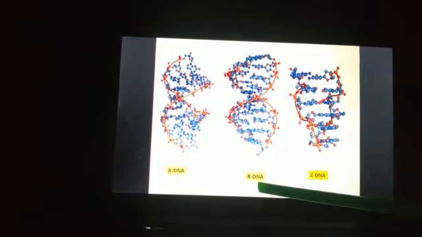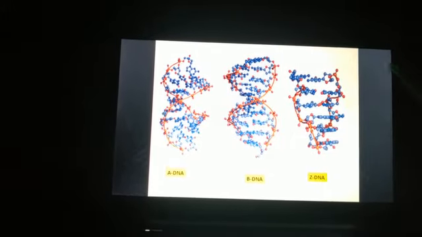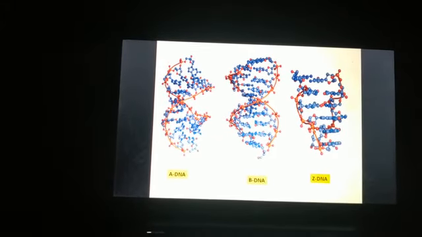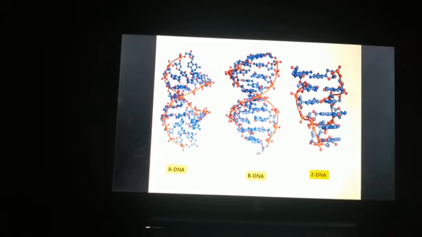A and B will be right-handed only, but there is a little bit of difference in the diameter of A and B and the pitch. Z is left-handed orientation. So these are the three different forms of DNA: A, B and Z.